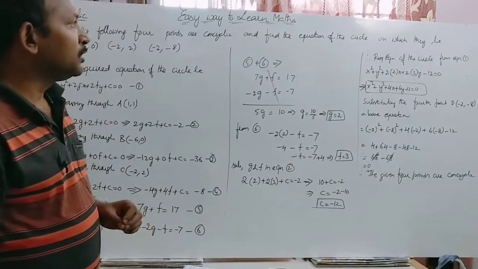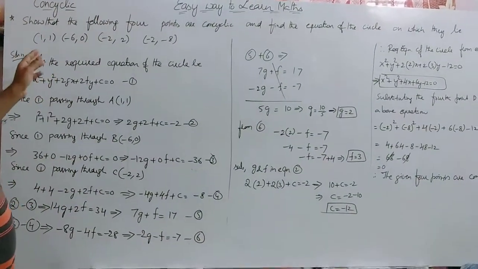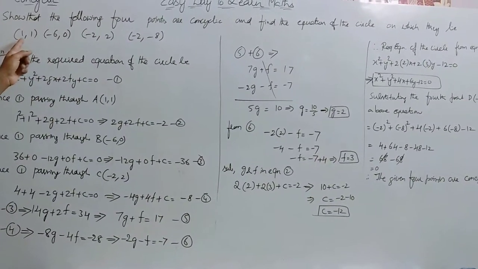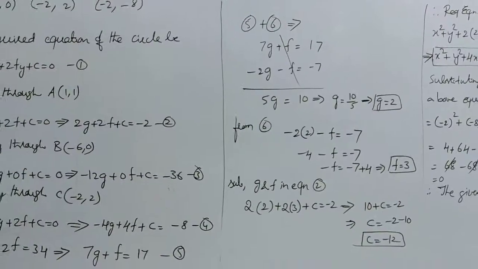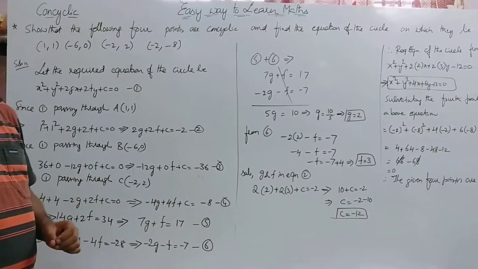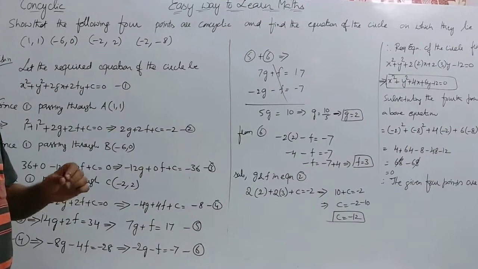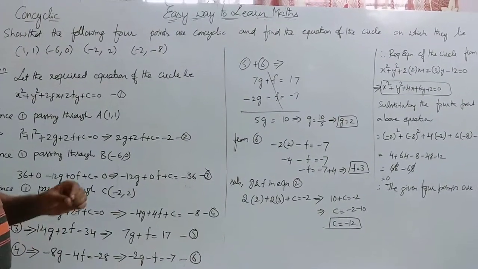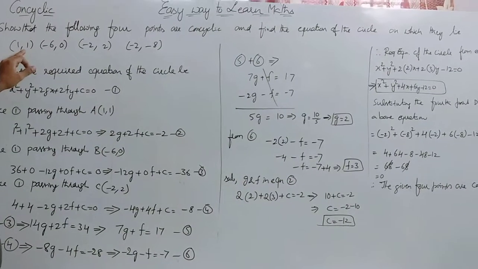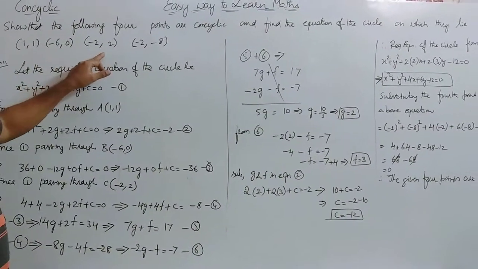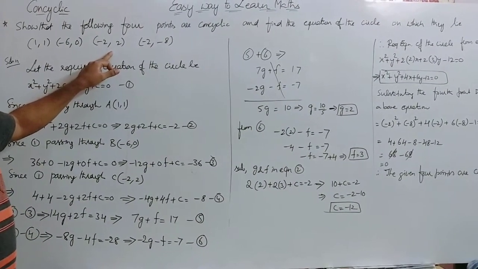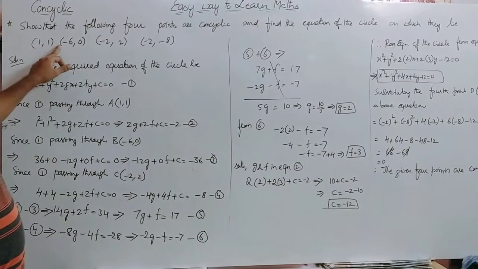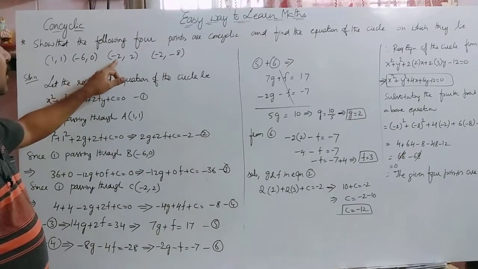Now, the procedure is here also. In the last class, what we have discussed, we find the equation of the circle passing through 3 given points. We have to adopt the same procedure to show that the given 4 points are concyclic. First of all, we have to derive the equation of the circle passing through the first 3 given points. Let us find the equation of the circle passing through A(1,1), B(-6,0) and C(-2,2).